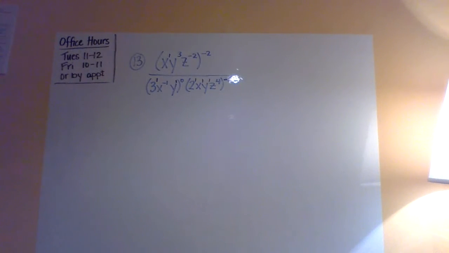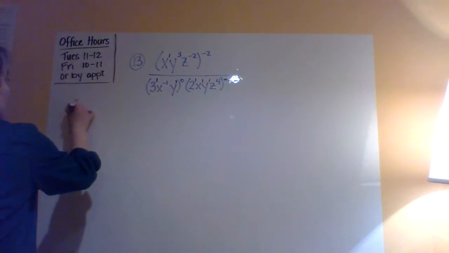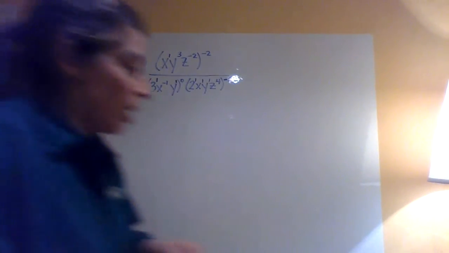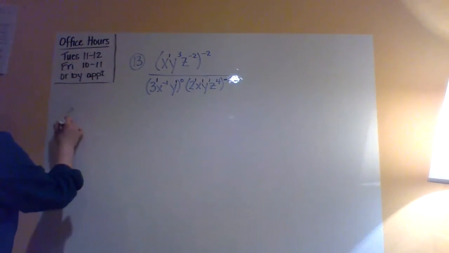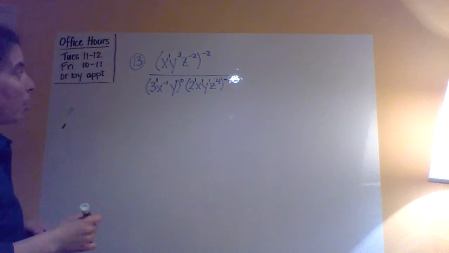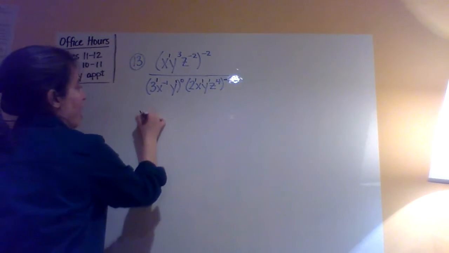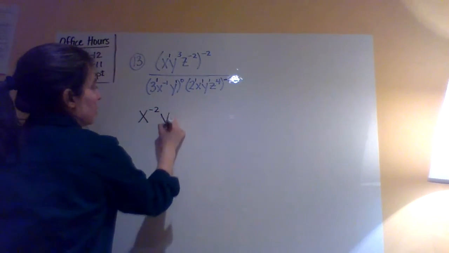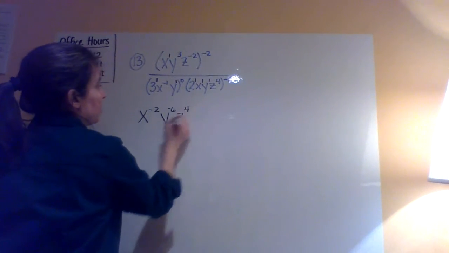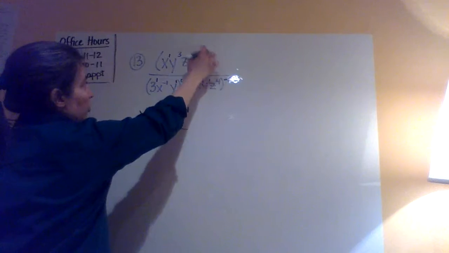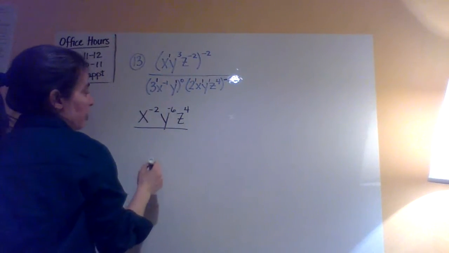So, I'm going to see if I have a better marker here for that. Not that one. All right, so if we look at the top, we want to take that -2 and multiply it by all of the exponents in there. So I'm going to have x to the -2nd, y to the 6th, y to the -6th, z to the 4th. Okay, multiplied -2, -2, -2.